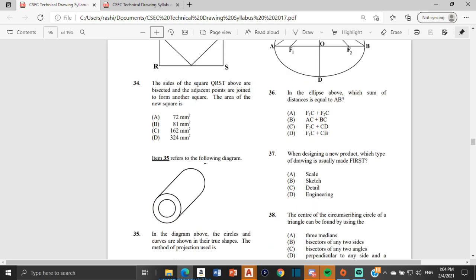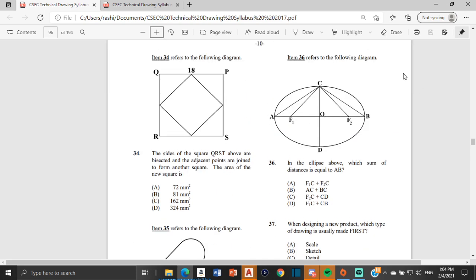For number 36, it says, in the ellipse above, which sum of distances is equal to AB? So this right here is AB. So is it F1C and F2C, or is it AC and then BC? Is it F2C plus CD? Is it F1C plus CB? And the answer here is F1C plus F2C. This is it right here, F1C plus F2C. Because look at this here in AutoCAD.